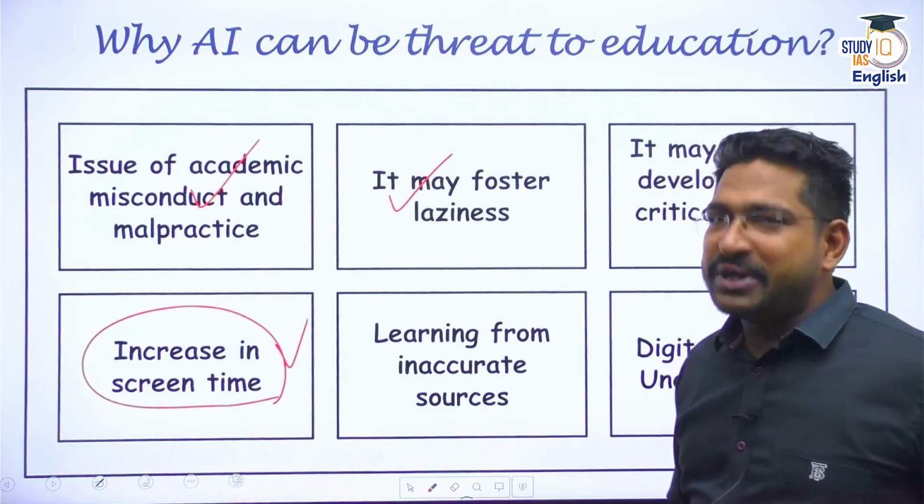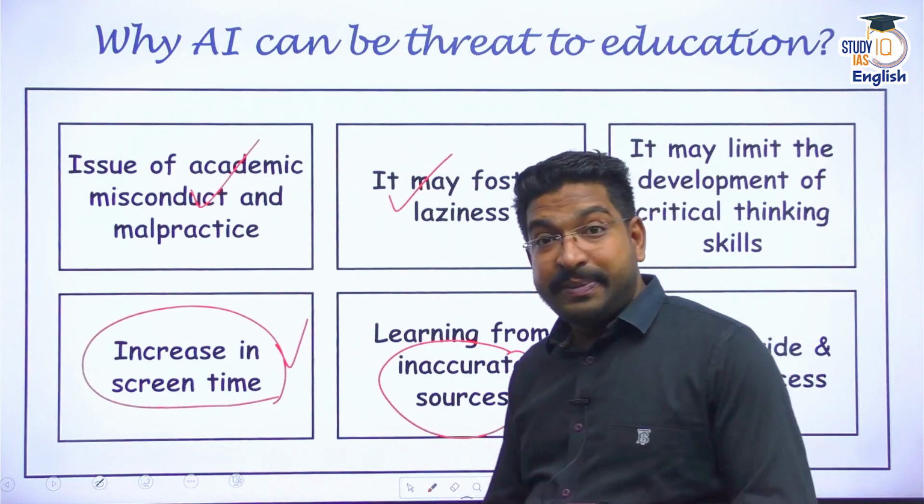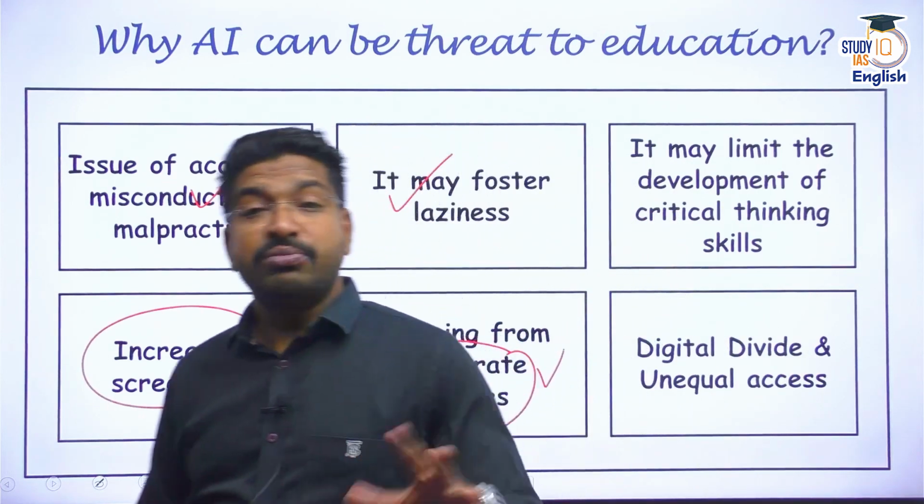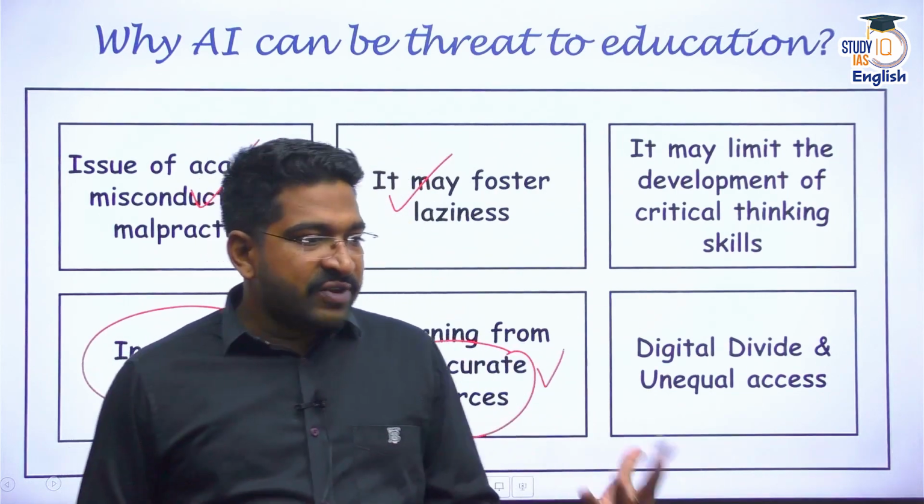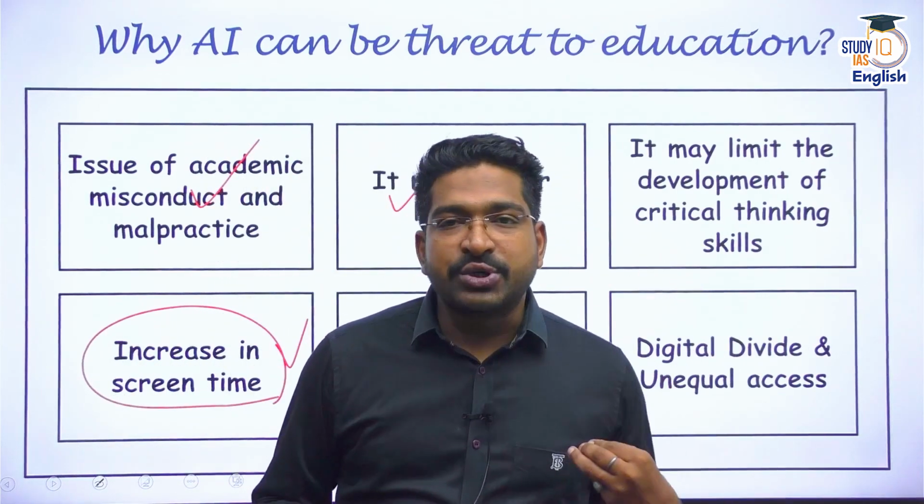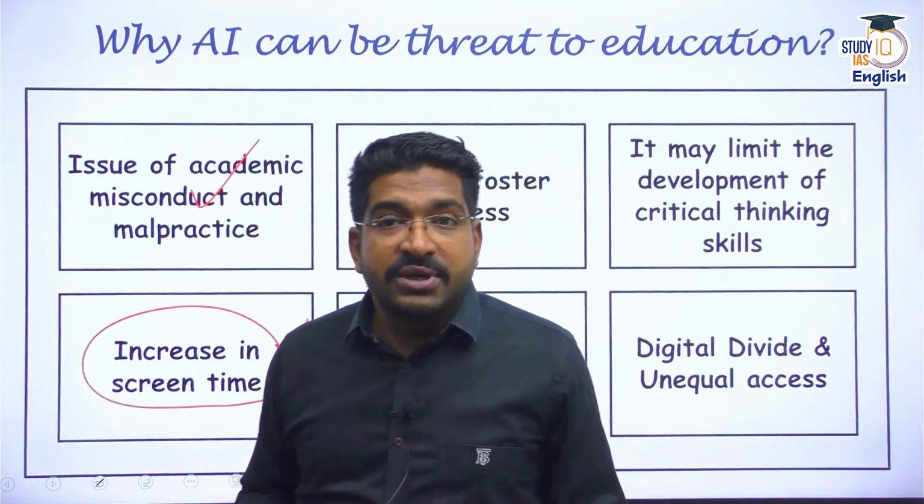Apart from that, there is also an issue of learning from inaccurate sources. See, ChatGPT itself has given many wrong answers to multiple questions, isn't it? So if there are many other AI applications which give you inaccurate information, which teach you wrong things, which teach you human bias, that is a problem, isn't it?